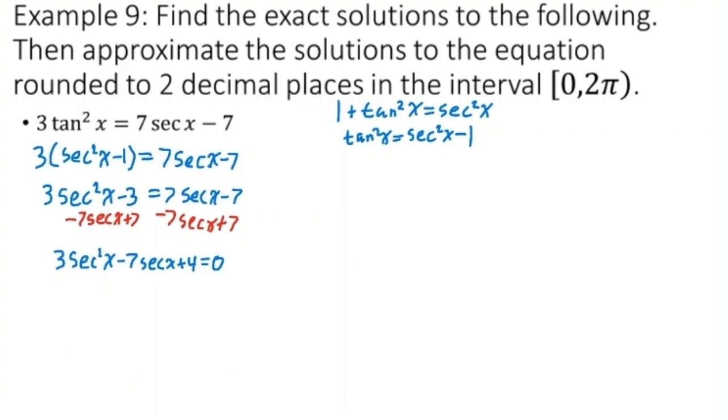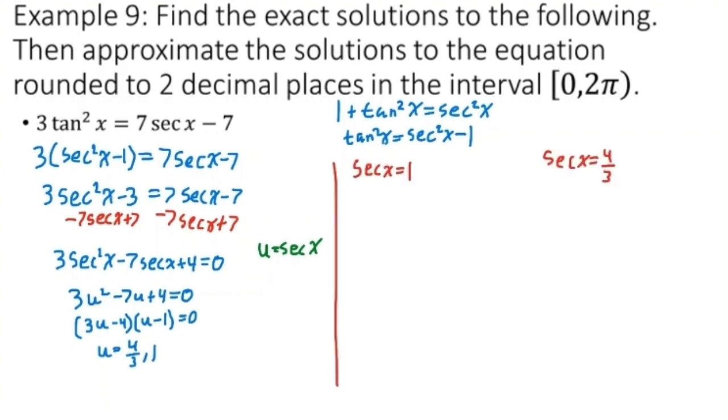Now we can make our substitution. We can make u equal secant x. And upon substitution, we get 3u squared minus 7u plus 4 equals 0. And we get 3u minus 4 times u minus 1 equals 0, which means u is either 4/3 or 1. But remember, these are the values of u. We need the values of x. So from this, we either have that secant x equals 1 or secant x equals 4/3.